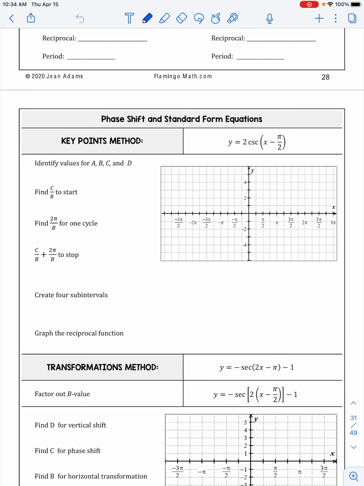Hi, Precalculus. I just wanted to finish these last two problems on the notes, walking my way through these problems so that you could get started.